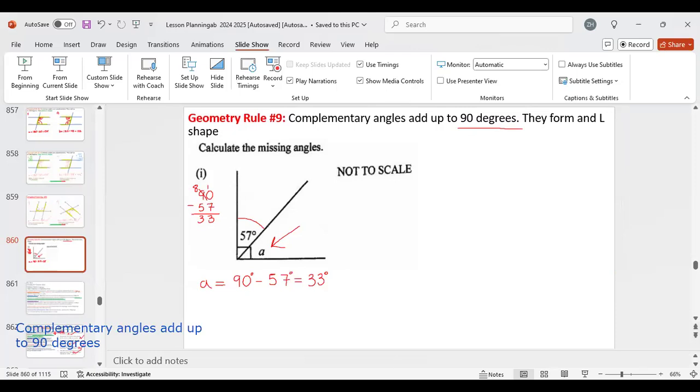Okay. Do we need another example? Y'all completely understand? Yes, sir. One more example. In my opinion, another example? Yes, sir. Okay, let's do another example.